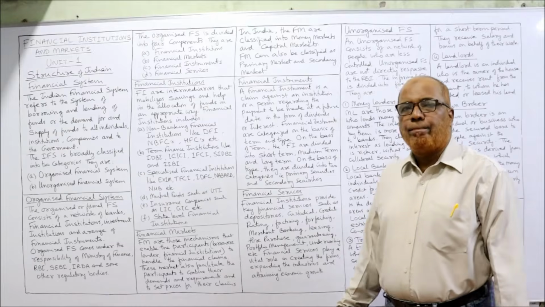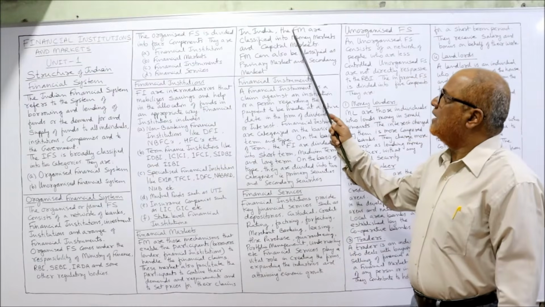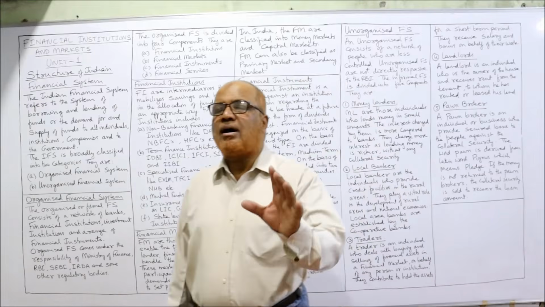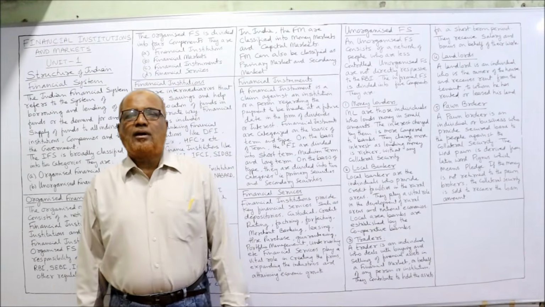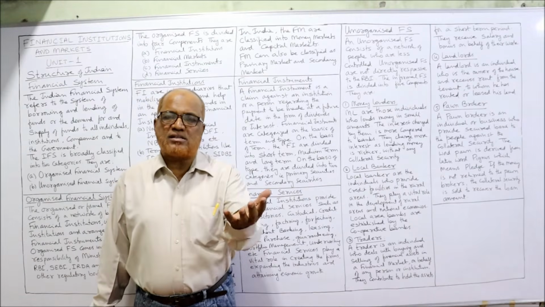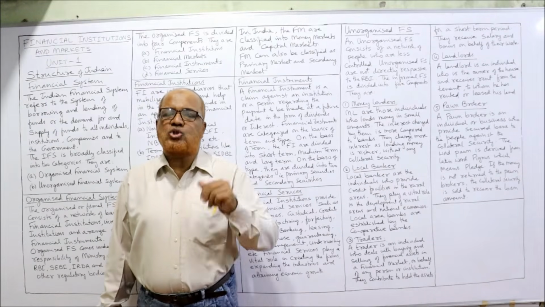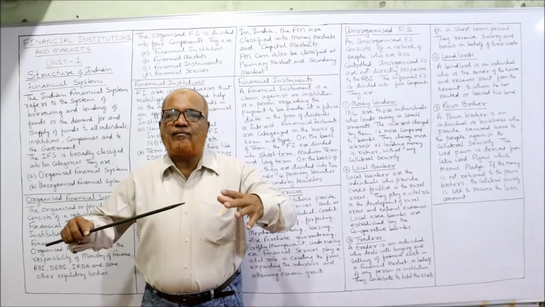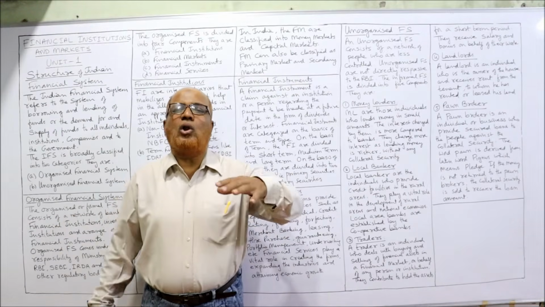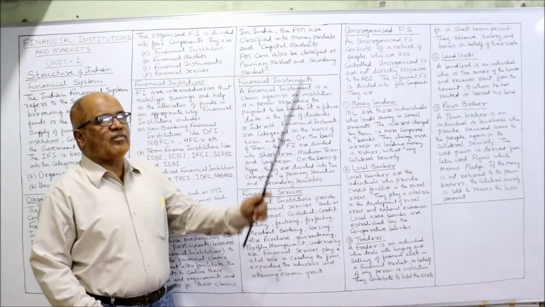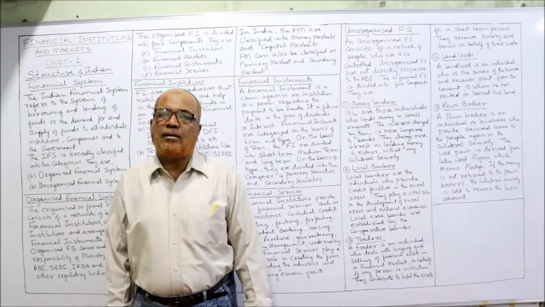Now in India, the financial markets are classified into two categories, that is money market and capital market. The money market is a short-term funds market where funds are borrowed and lent for a short period of time, within 1 year. And capital market is a market where funds are lent and borrowed for a long period of time, more than 1 year.